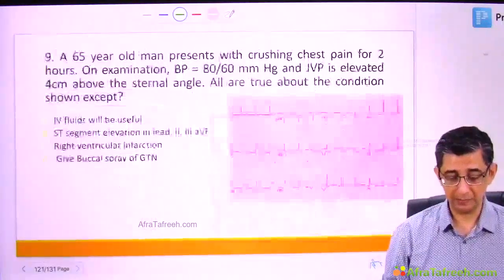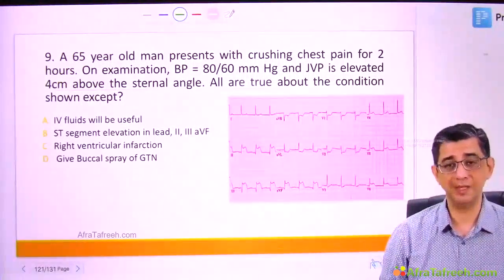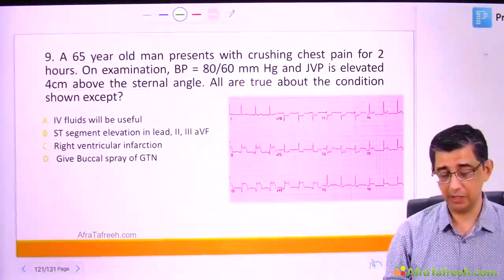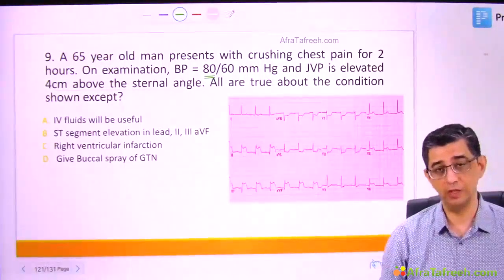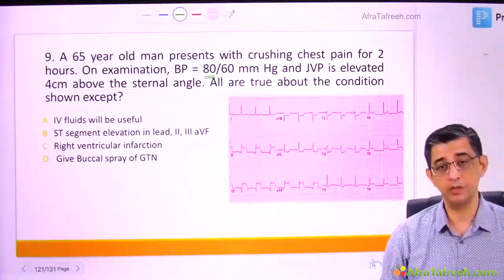Moving to the next one. This is about a 65-year-old man who is coming to you with crushing chest pain for the last 2 hours. On examination, BP is dramatically low. So that's a cause of concern. It could be anterior wall MI or inferior wall MI, because if the ventricles fail, either one of the two, the blood pressure should crash.